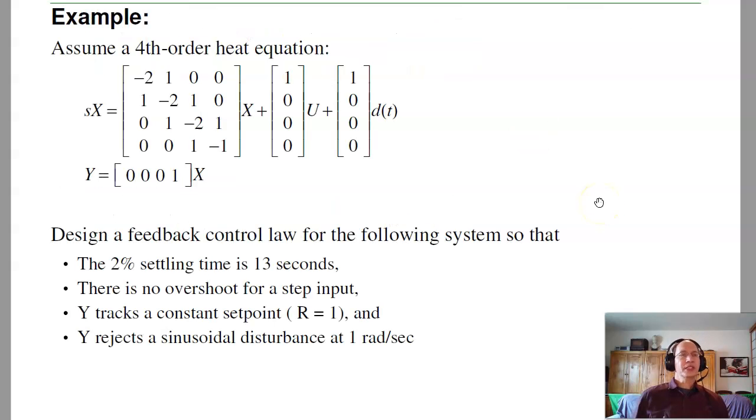To illustrate that, let's go through a couple examples. Starting, let's do a fourth order heat equation. Suppose I've got the fourth order heat equation, and I want to track a constant set point and reject a sinusoidal disturbance. And assume the disturbance is at 1 radian per second.